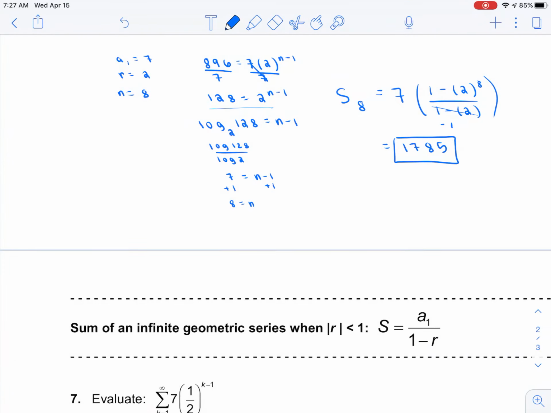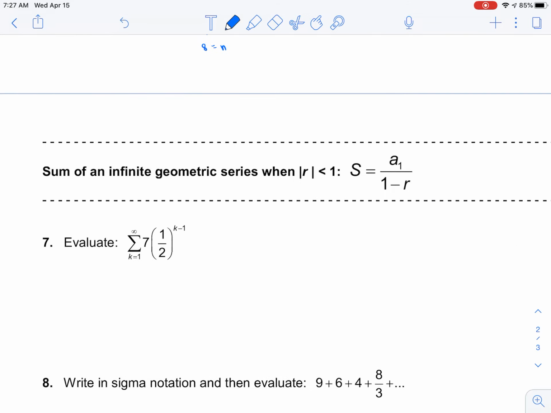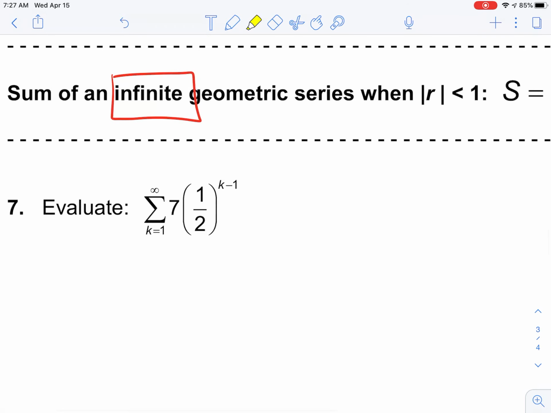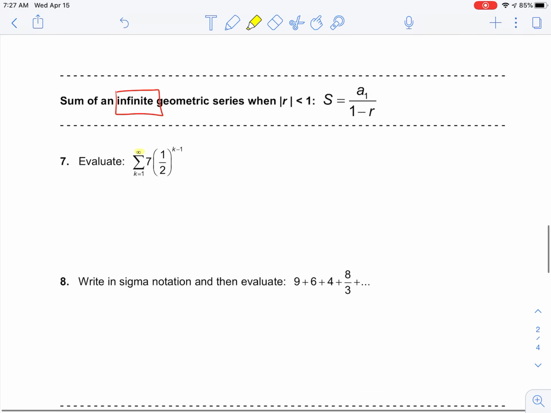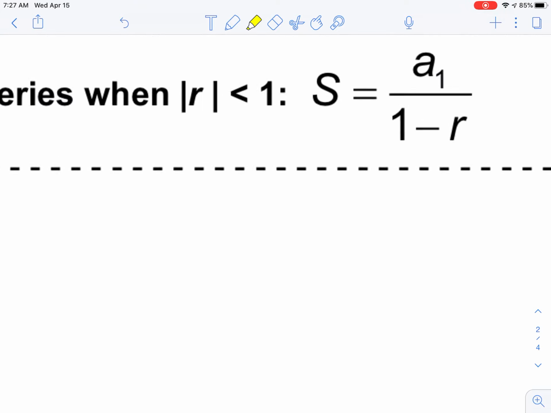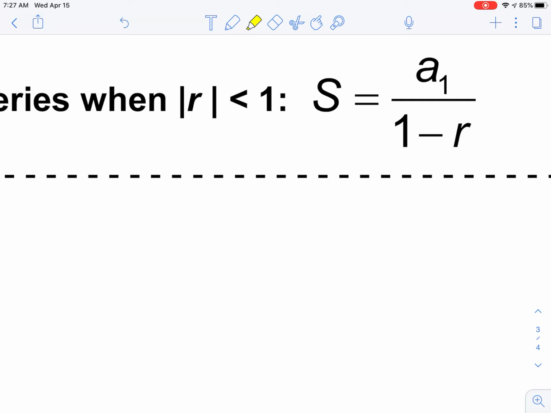When you guys look at the next set of questions, notice it says how to find the sum of an infinite geometric series. Infinite. One way you'll see this is the infinity symbol with a sigma, or you'll get a problem like number 8 where it goes ... and it keeps going, expressing that as an infinite geometric series. Now, this formula only works when your ratio, the absolute value of it, is less than 1.